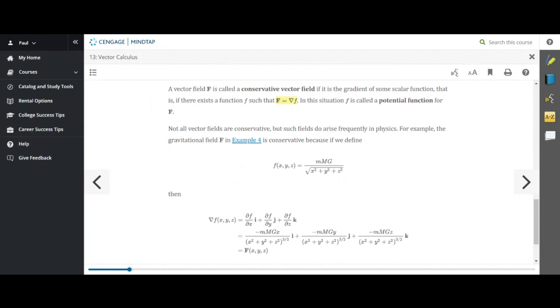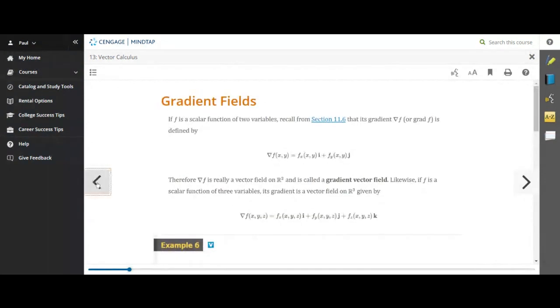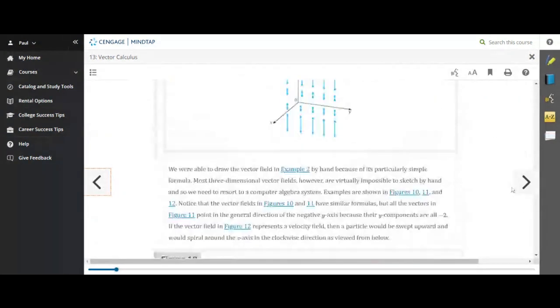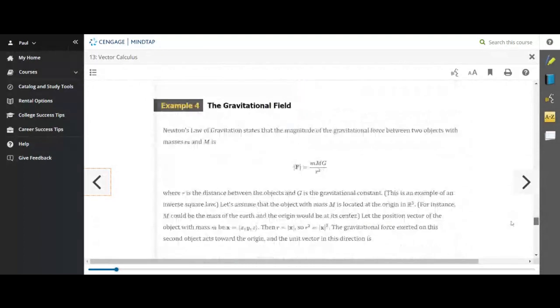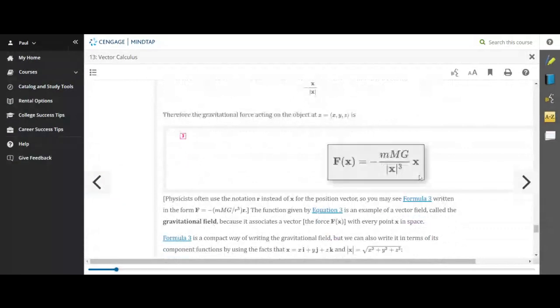Now, if we go up a little bit here, I've got to find example 4. Okay, in example 4 is where they talk about the gravitational field. The gravitational field for a vector field, which is a function of the vector x, where x is your position in three-dimensional space, equals that formula there.